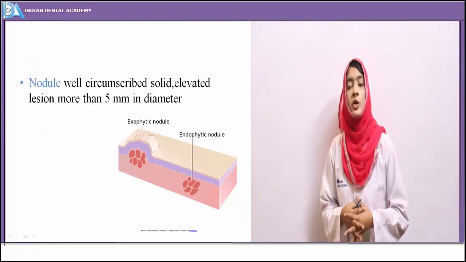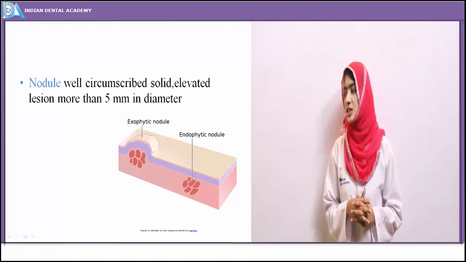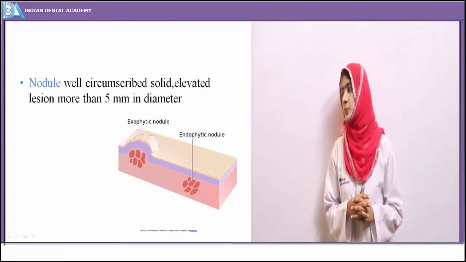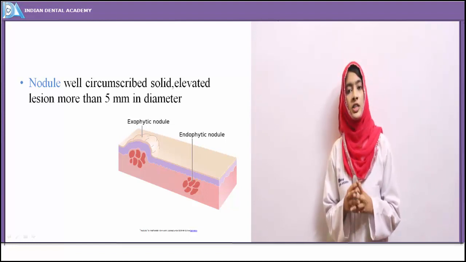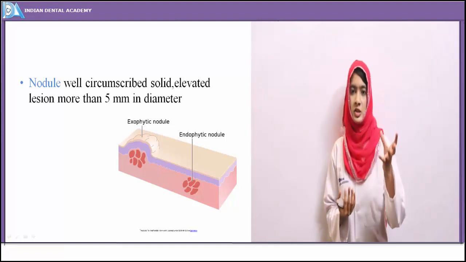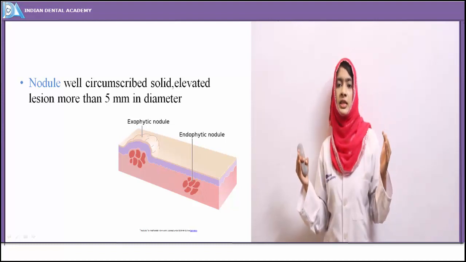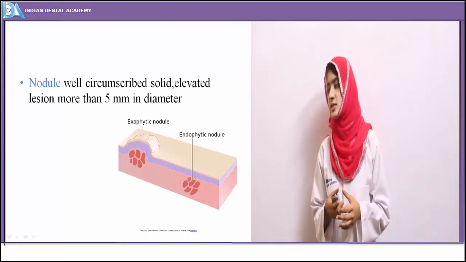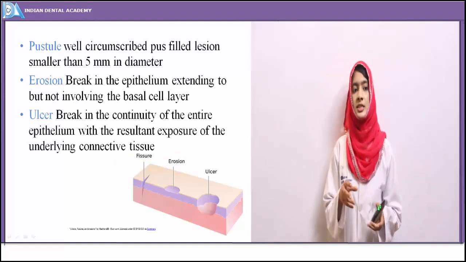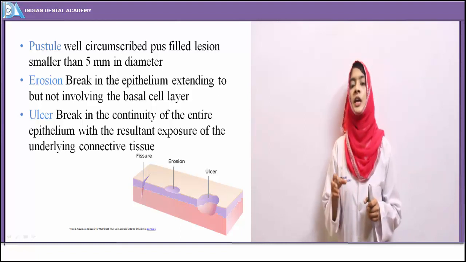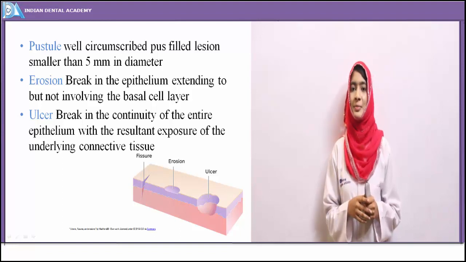Then nodule. Nodules are nothing but lesions which are raised above the surface and which are more than 5 mm in diameter. Based on whether they are located superficially or deeply, they are divided into the exophytic nodule and endophytic nodule. These are basically elevated lesions which are just raised above the surface. And what is a pustule? Pustule, as the name indicates, contains pus in it. It is a well circumscribed lesion which is filled with pus and it is less than 5 millimeter in diameter.